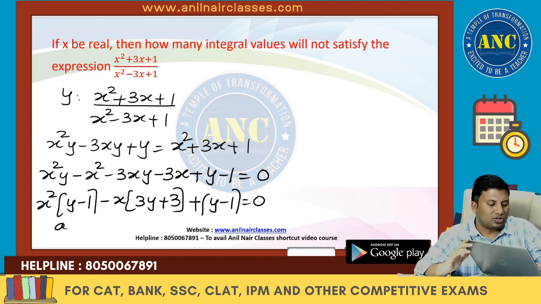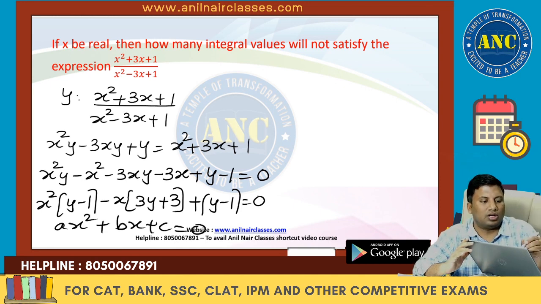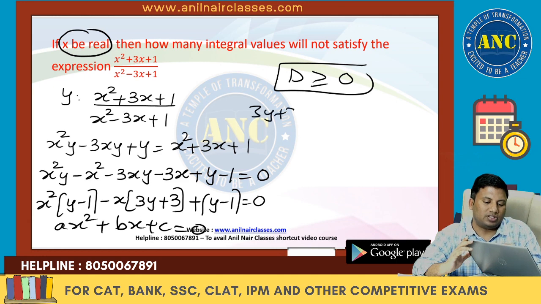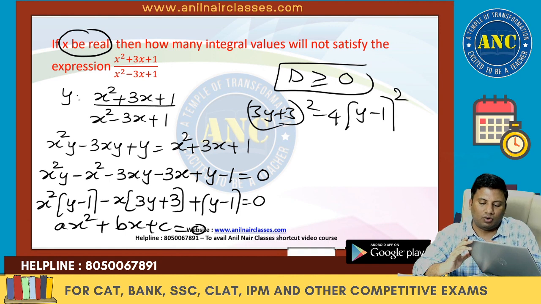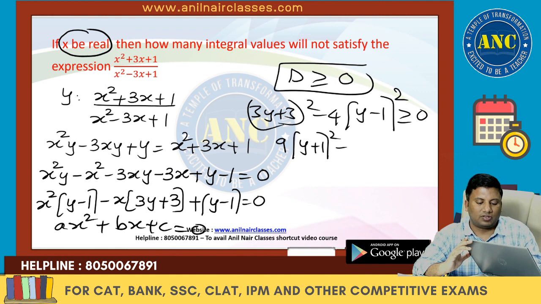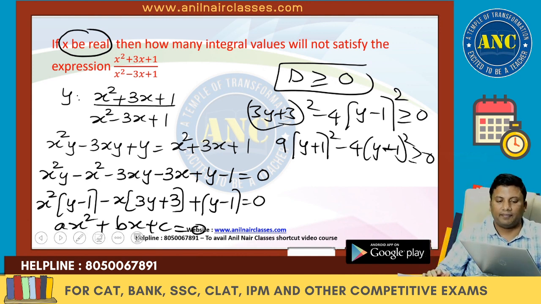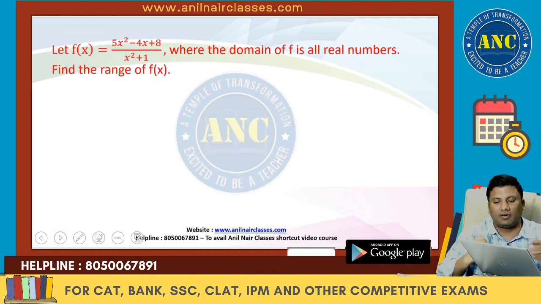Is it clear? So ax square plus bx plus c equals 0. x is a real number. Discriminant greater than or equal to 0. 3y plus 3 whole square minus 4 into y minus 1 whole square greater than or equal to 0. 9 into y plus 1 whole square minus 4. You solve it, you will get an equation. I hope the idea is clear. All the problems are based on discriminant greater than or equal to 0.